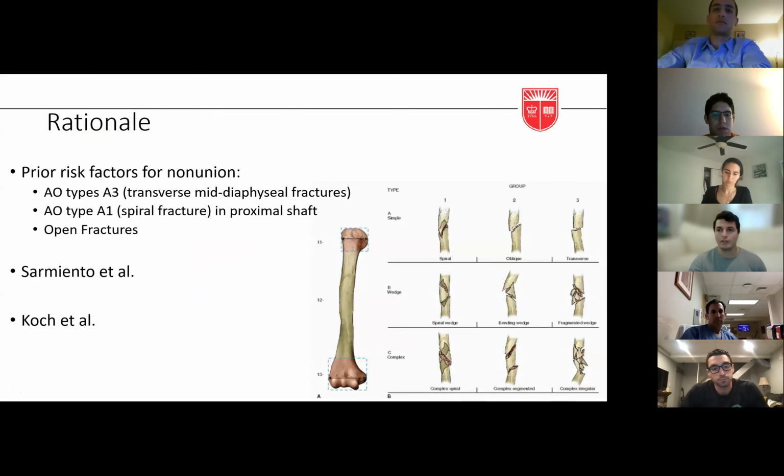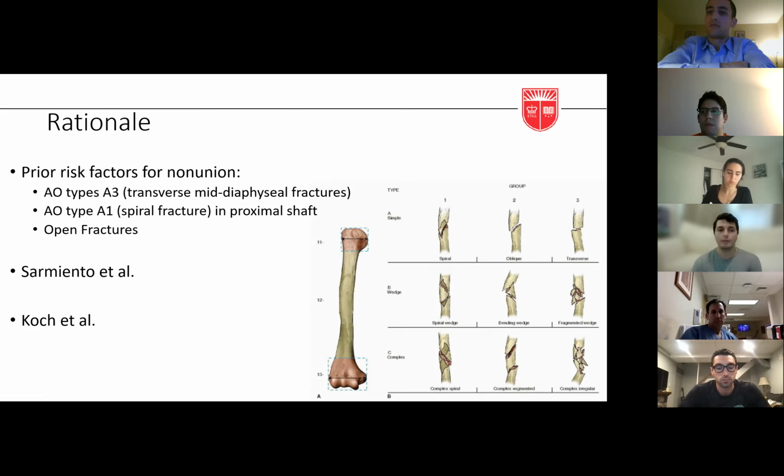Essentially the rationale for this study is that previously other risk factors for non-union have been described, primarily the AO subtypes A3, which are transverse fractures, and AO type A1, which are the spiral fractures. Open fractures are also more likely to have issues with non-union. Aside here, I have just a quick display of the AO subtyping that we're talking about.